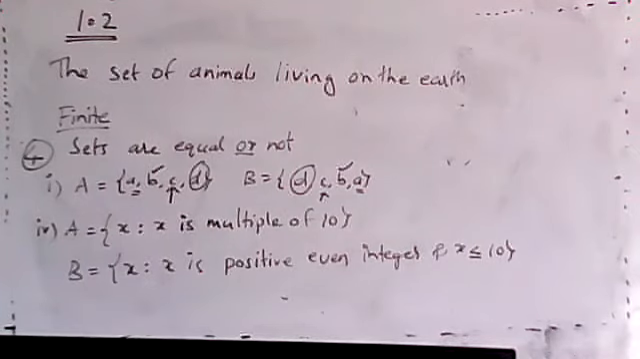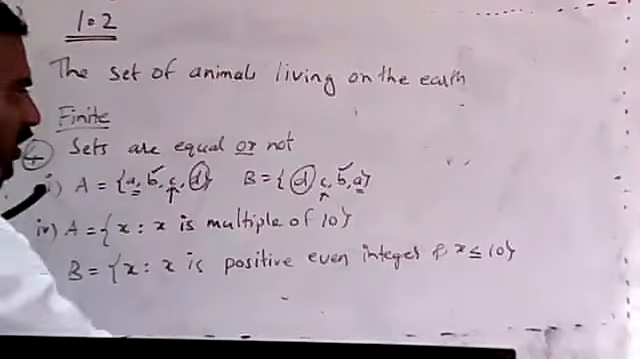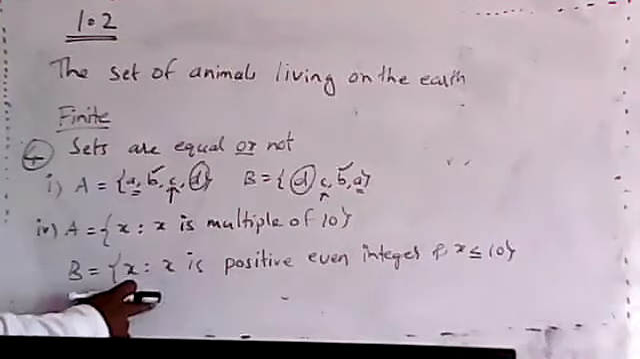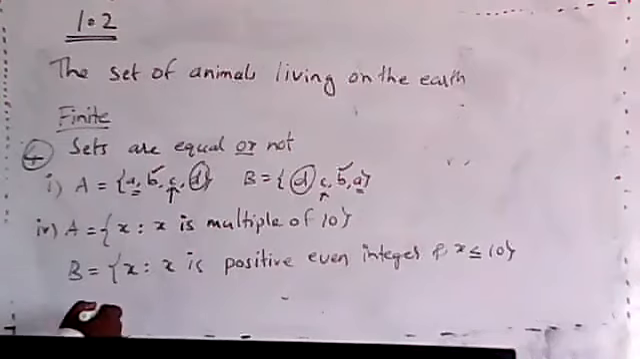Why? Because multiples of 10, if you go on, it never ends, right? 10 ones are 10, 10 twos are 20, like this. 10 tens are 100, 10 elevens, 10 twelves. It never ends. It becomes infinite. But B is a positive even integer, less than or equal to 10. We can easily count them, right? Positive means 2, 4, 6, 8, even 10 you can take, because they're telling equal also. One is finite, one is infinite. Both are not equal, right? Therefore, A is not equal to B.